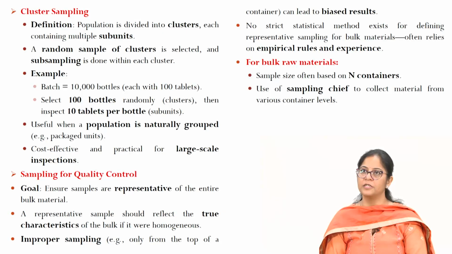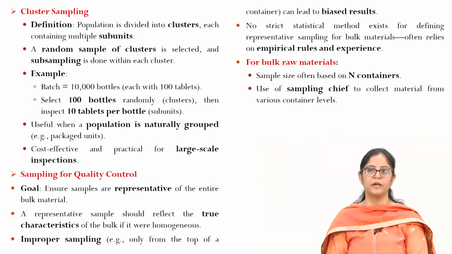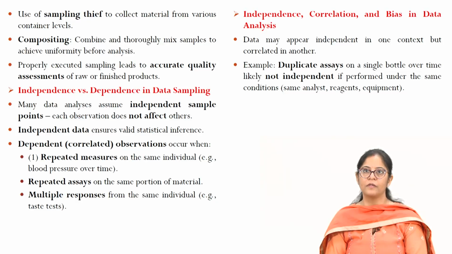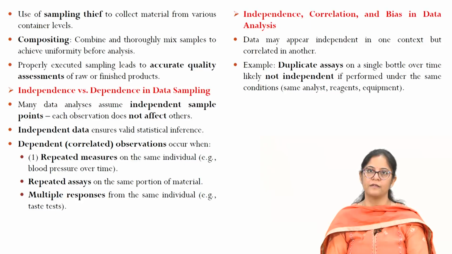For bulk raw materials, sample size often is based on N containers. Using a sampling sheaf to collect material from various container levels, then combining and thoroughly mixing samples to achieve uniformity, is done to ensure uniformity as well as homogeneity before analysis. Properly executed sampling leads to accurate quality assessments of raw and finished products.